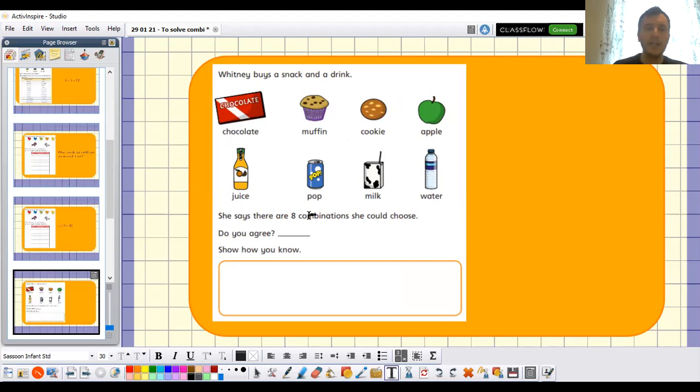She thinks there are 8 possible combinations she could choose. Do you agree with her? Are there 8 possible combinations? And you've got to show or explain how you know, and maybe you can jot that down on a piece of paper. So let's look at that one together then.